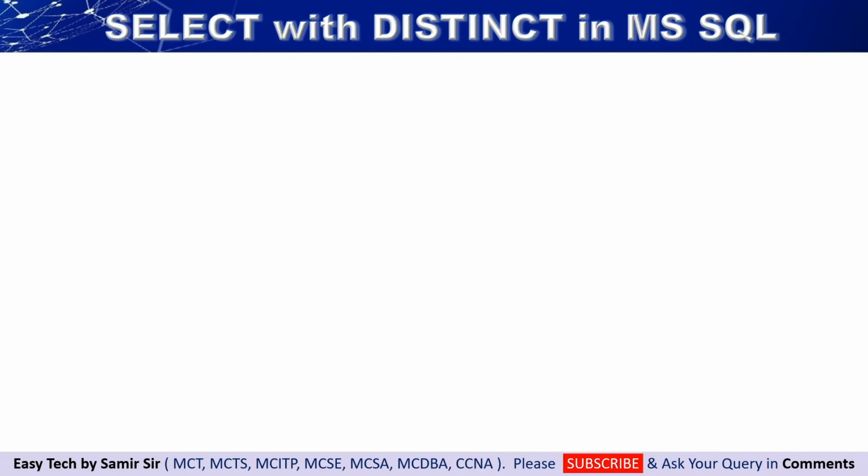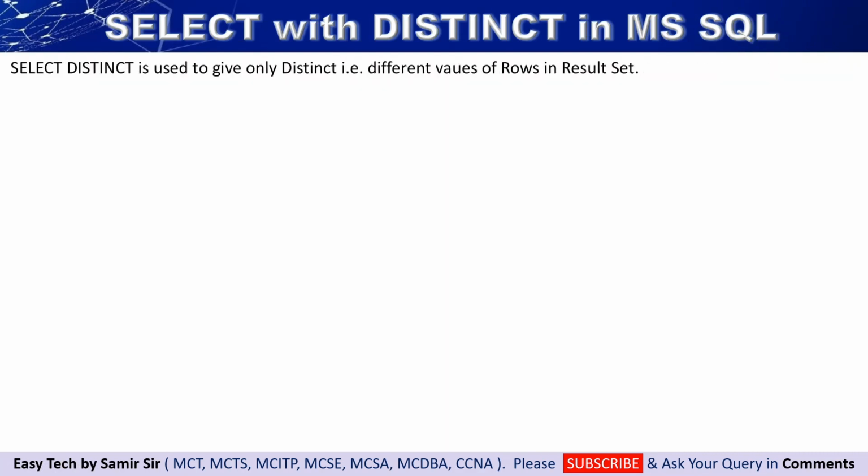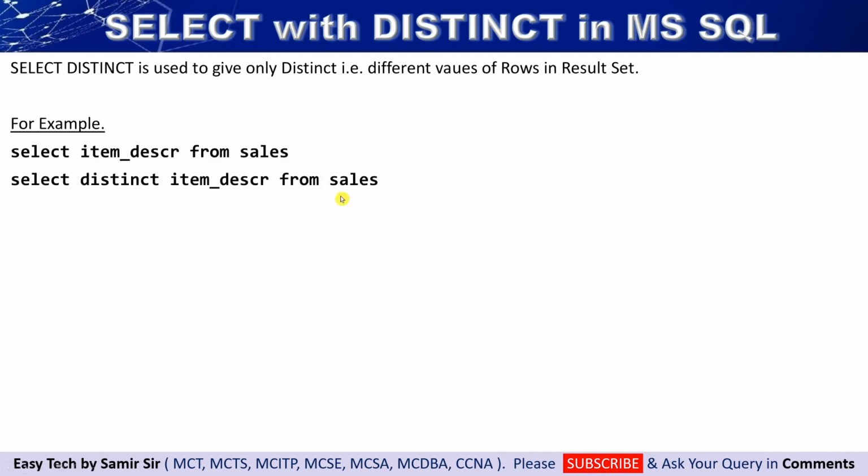Select with distinct. The distinct part with the select command is used to give only distinct values. It does not give the rows which have the same value. For example, when I say select item description from sales, it will give me all the item descriptions, irrespective of whether they are repeated or not. If the same item name is there multiple times, it will give me multiple outputs. Whereas if I give select distinct item description from sales, it will give me those items only once. The name of each thing will come only once.